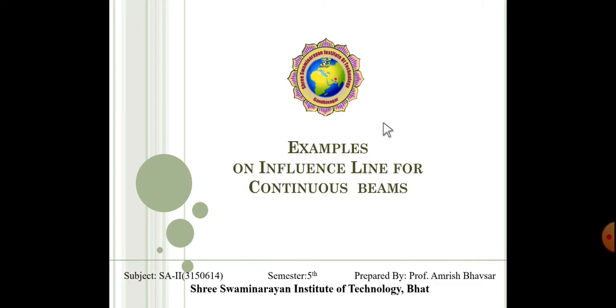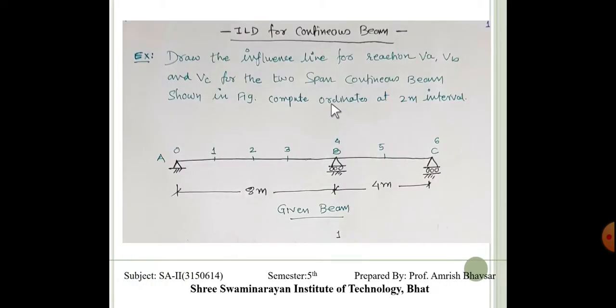Now, the influence line for a continuous beam, in this case a two-span continuous beam. The basic concept of the influence line is always the same. For understanding, I have taken one small example: draw influence lines for the reactions VA, VB and VC for the two-span continuous beam shown in the figure.